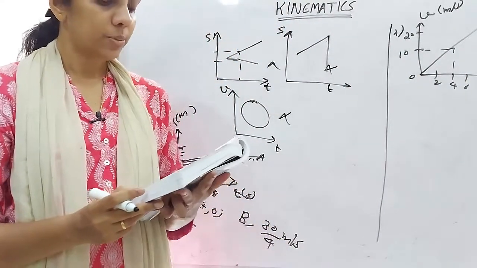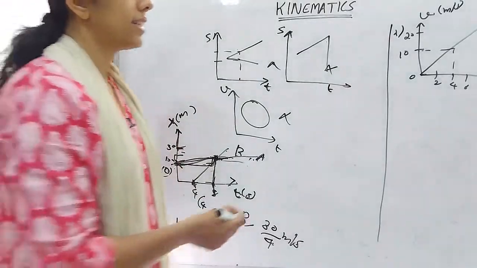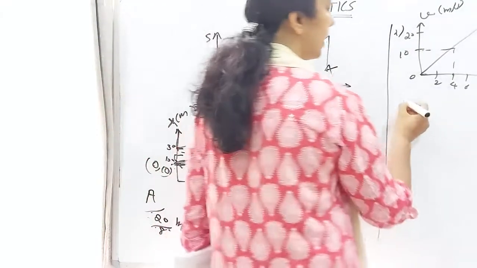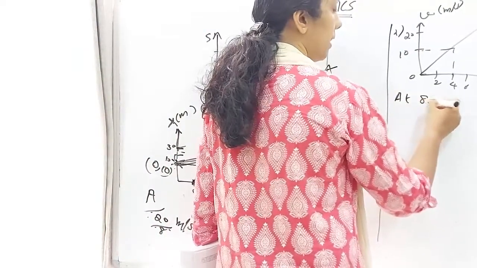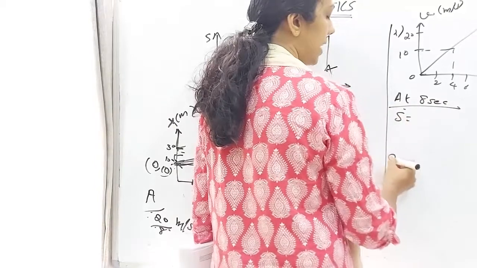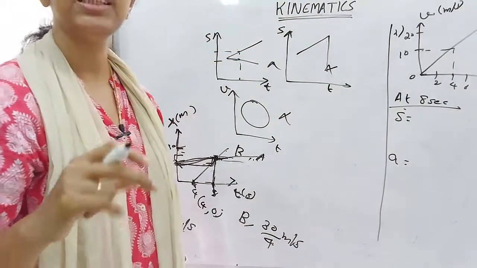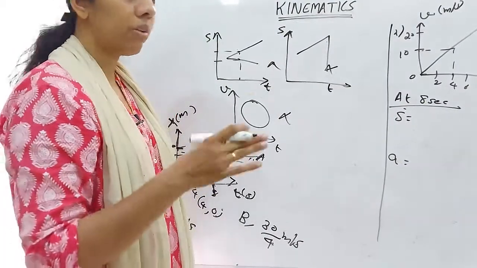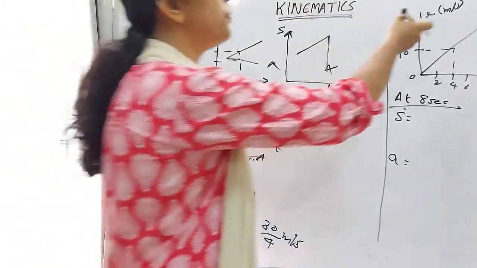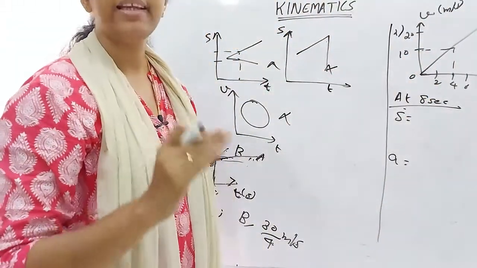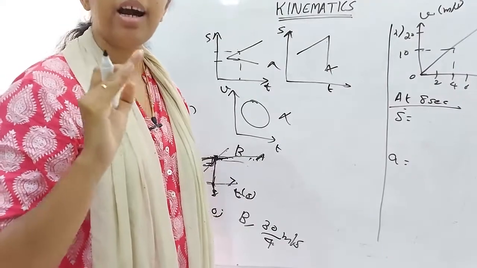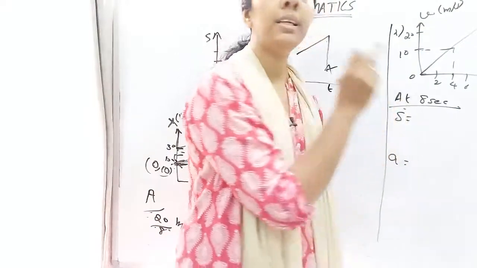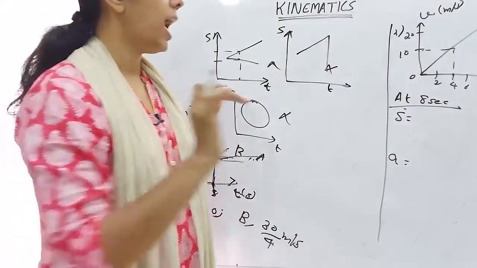Find the distance traveled by the car in 8 seconds and its acceleration. So we need to find the distance traveled and acceleration over 8 seconds. From a velocity time graph, how can we find the displacement? The area under the velocity time graph will give you the distance covered, and acceleration will be the slope of the velocity time graph.